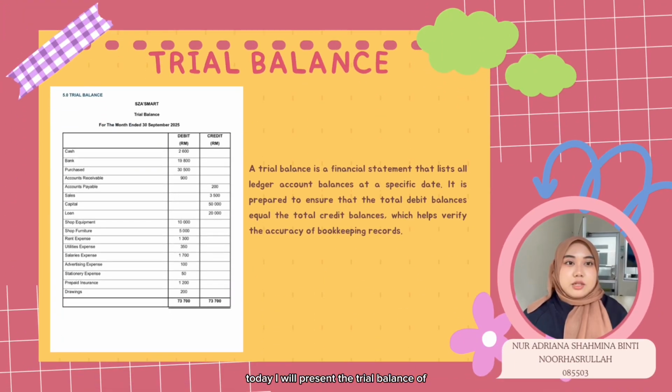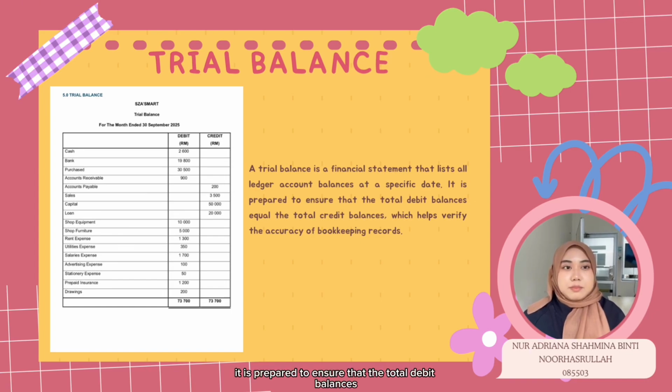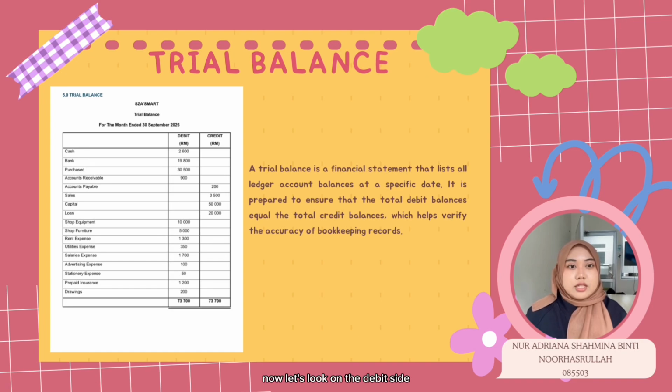Today, I will present the trial balance of Seza Smart for the month ended 30 September 2025. A trial balance is a financial statement that lists all ledger account balances at a specific date. It is prepared to ensure that the total debit balance equals the total credit balance, which helps verify the accuracy of bookkeeping records. Now, let's look at the debit side.